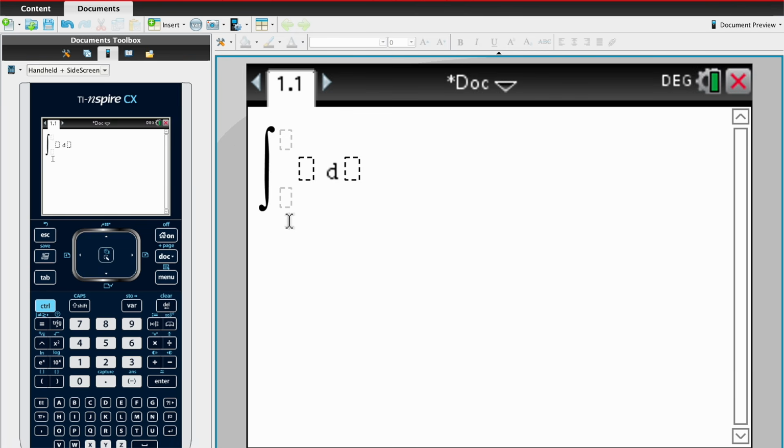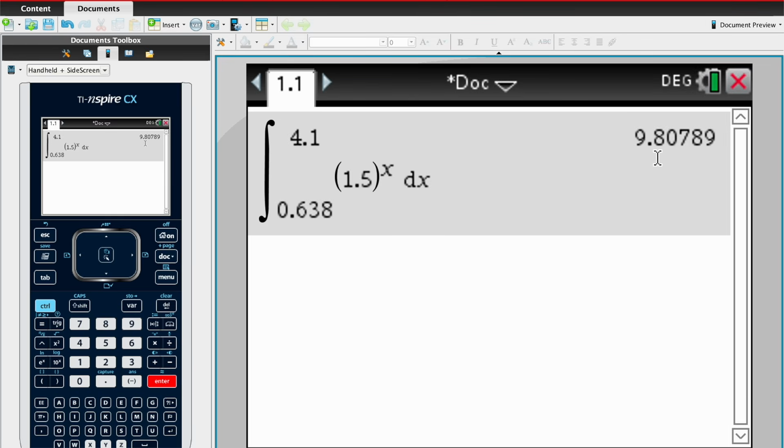So let's put in our lower bound of 0.638 and our upper bound of 4.10. Our function itself was 1.5 raised to the power of x, and this is in terms of dx. So these should always match. Whatever your variable is here, just match it with the one here. And as far as I know, within AISL, I've only seen these in terms of x. All right, so here we have our area under the curve is 9.8078, or to 3 sig figs, 9.81.